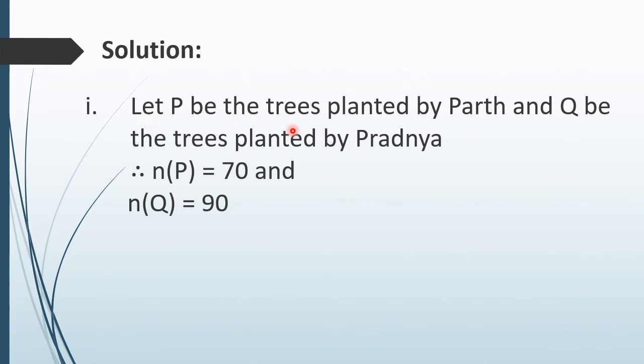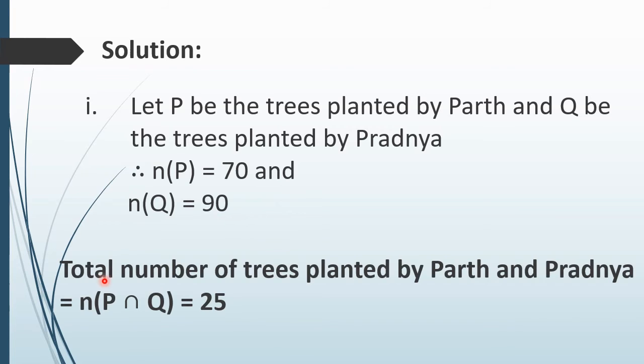First, let P be the trees planted by Parth and Q be the trees planted by Pradnya. So, the number of elements in set P is equal to 70 and the number of elements in set Q is equal to 90. The total number of trees planted by both Parth and Pradnya is the number of elements in P intersection Q, which is equal to 25.